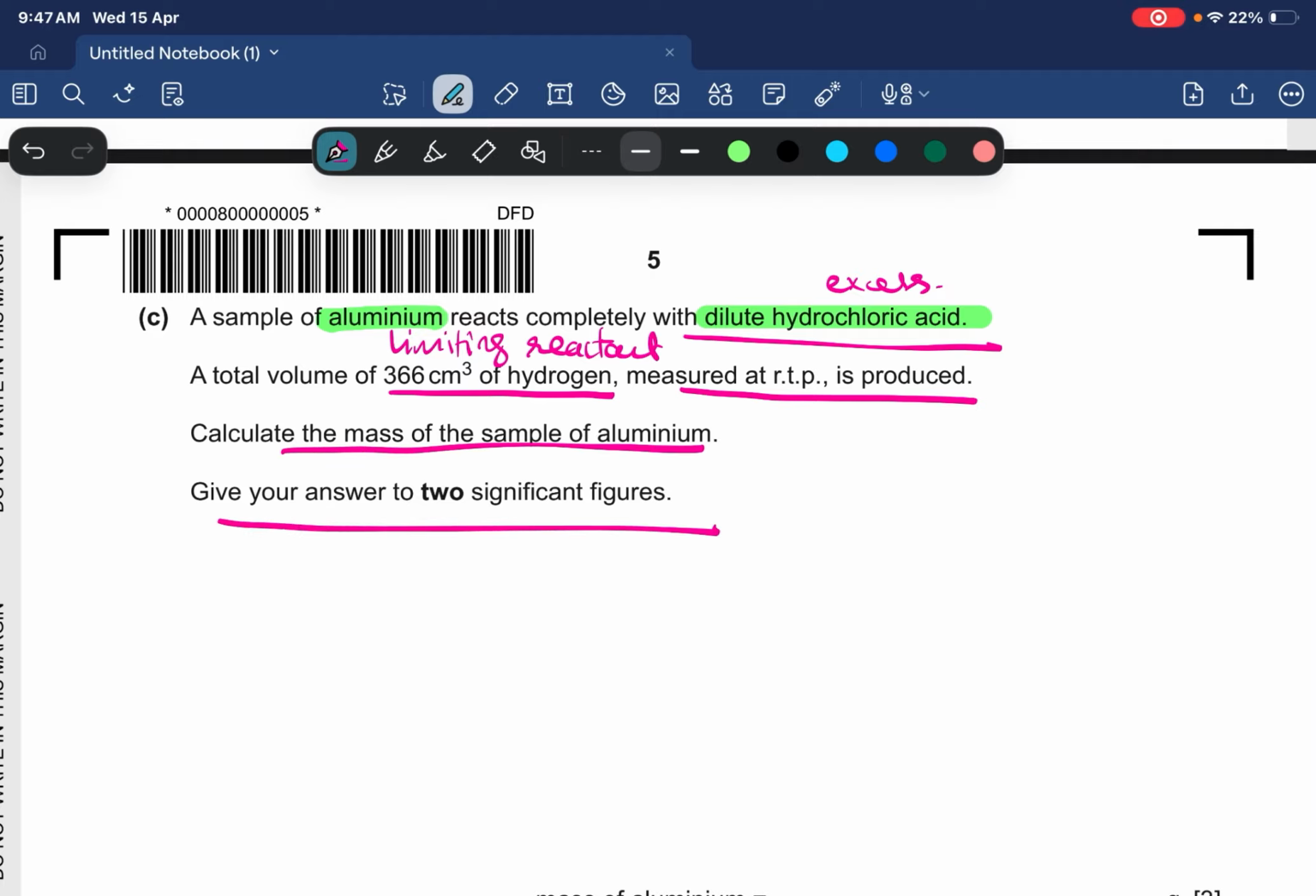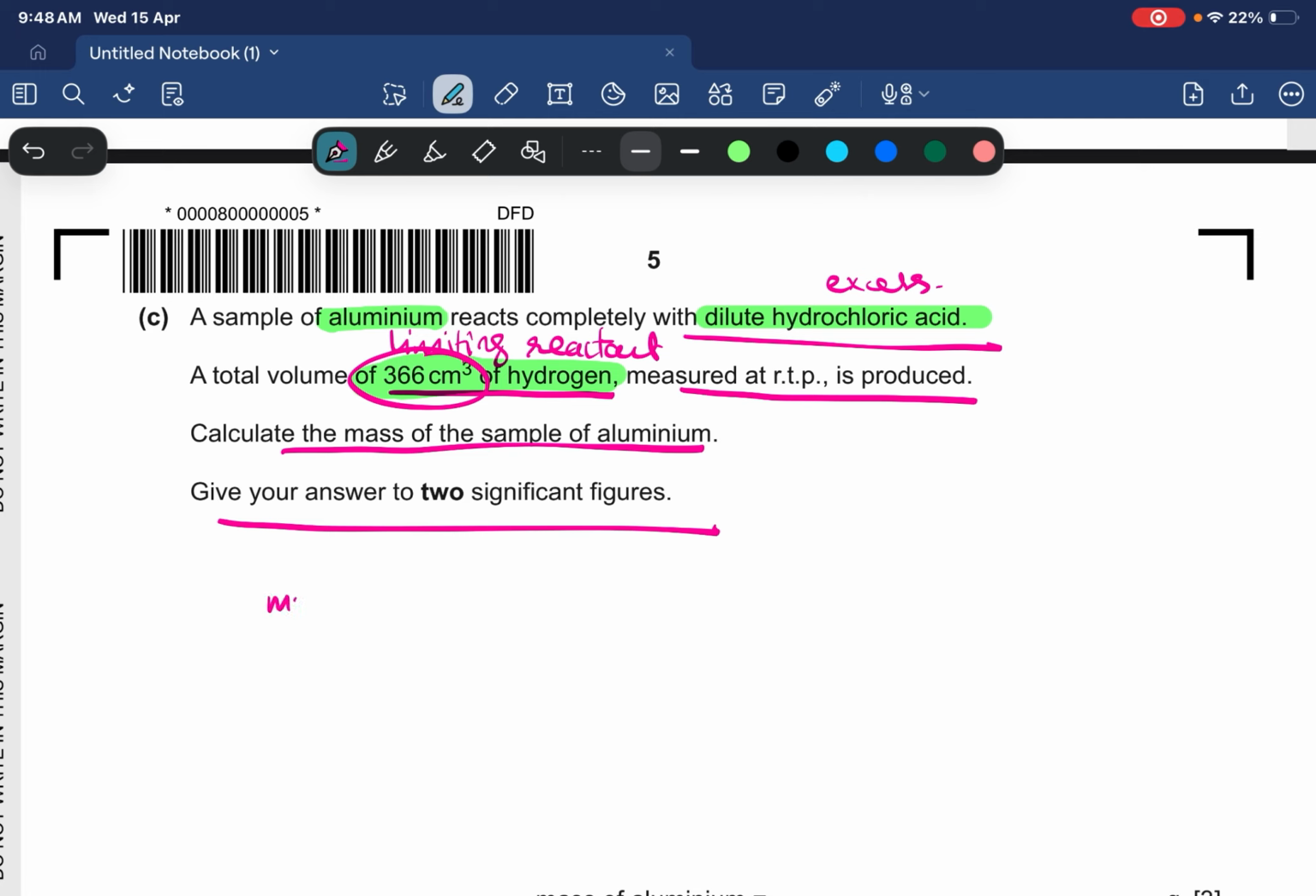No worries. What are we given? We're given the volume of our hydrogen. Can we calculate the moles of hydrogen? Yes, whenever we have anything like volume, mass, concentration, we always calculate out the moles, because moles is the way to go.